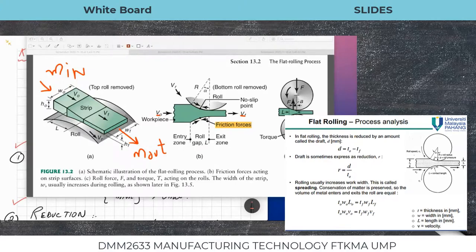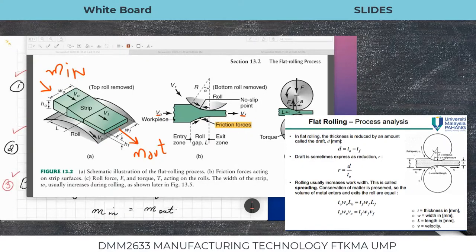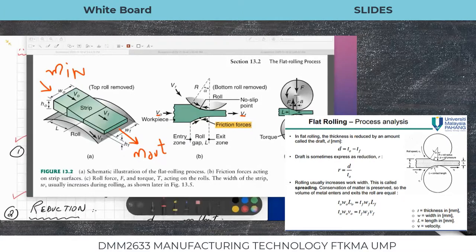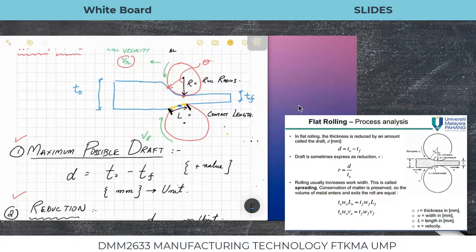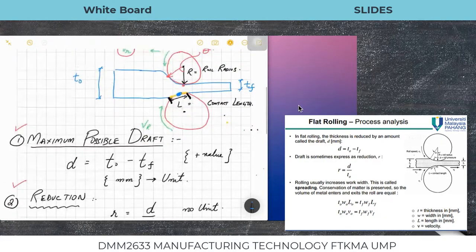There is one point along the arc where the work velocity is equal to the roll velocity. This is called the no slip point or neutral point. So there is an imaginary point in this area. At this point, no slip occurs.